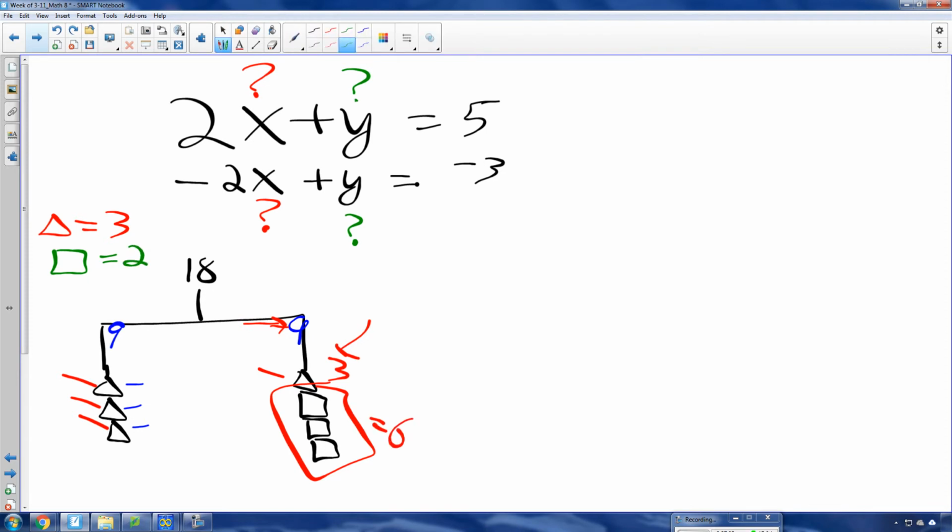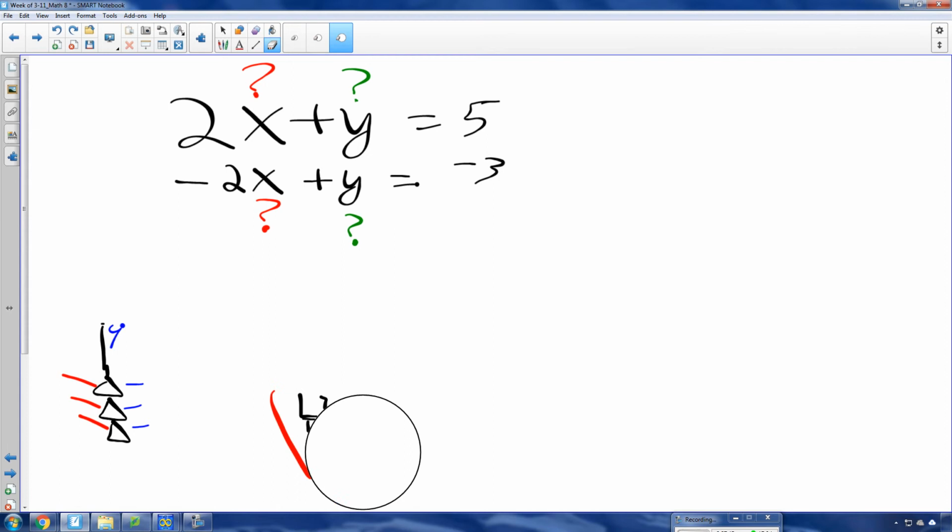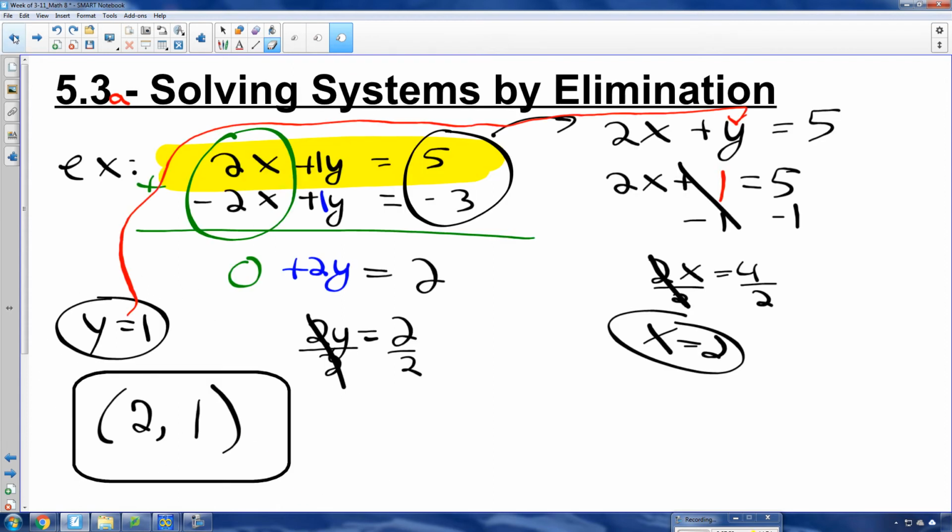We're trying to find two different things that are unknown: the red question mark, which is x, and the green question mark, which is y. For that reason, we need to take our original answer, y equals 1, plug it back in like this, and get our second answer, which is x equals 2. So a system of equations will always have two answers, unless it's no solution or infinitely many solutions.